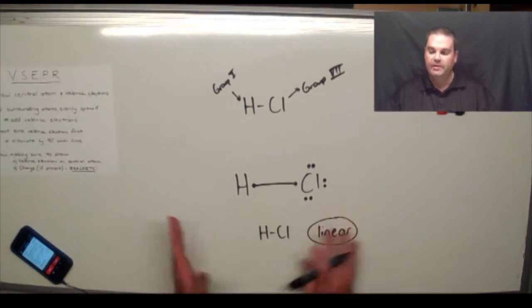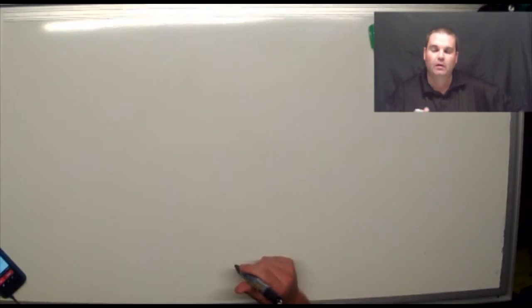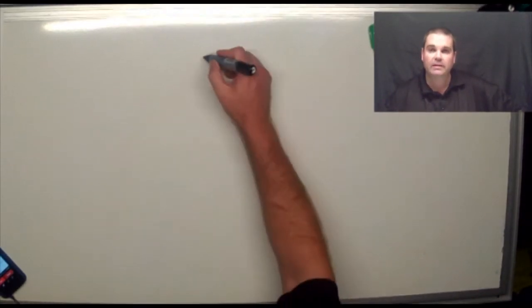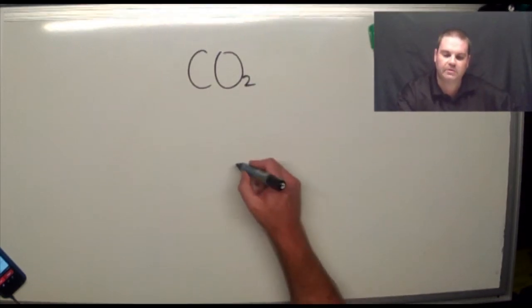So that one's a really straightforward one. A linear molecule, but this time it's got 2 atoms either side, so I'm going to go with carbon dioxide, CO2. I'm going to put our central carbon atom in.